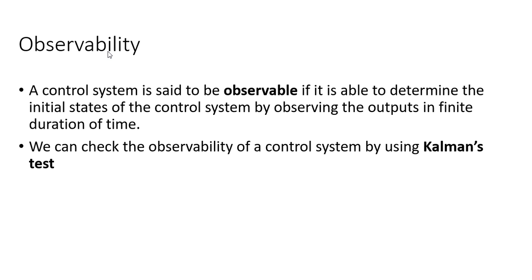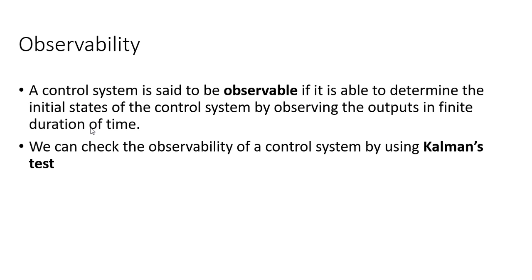Okay, so here the definition is like this: a control system is said to be observable if it is able to determine the initial state of a control system by observing the outputs in a finite duration of time. So see just what is the reverse in the definition of observability and controllability. Okay, so just carefully see this. Again I am repeating, a control system is said to be observable if it is able to determine the initial state of a control system by observing the outputs in a finite duration of time.